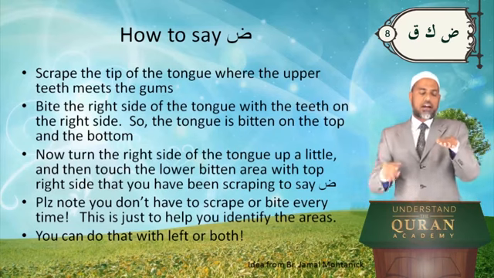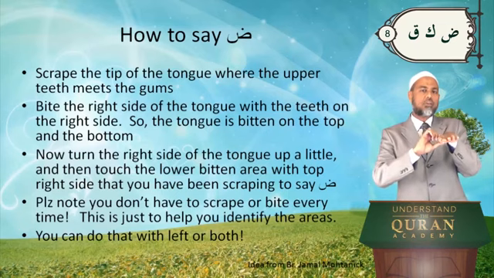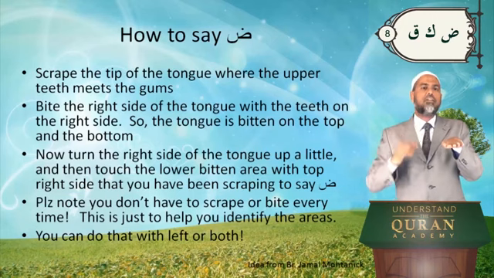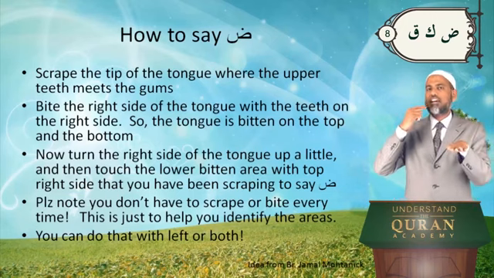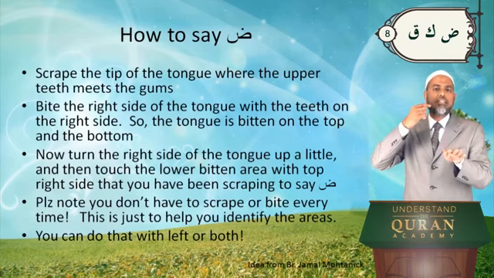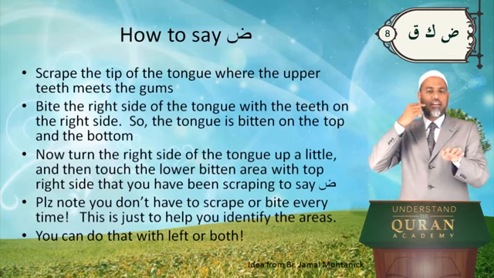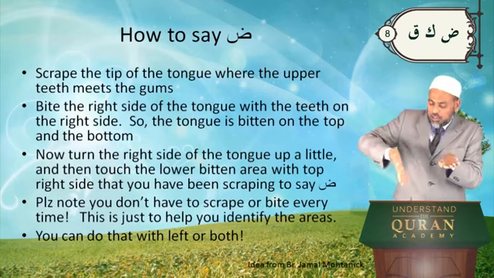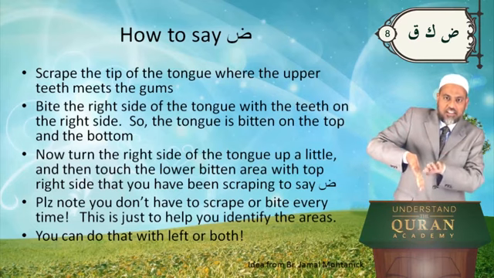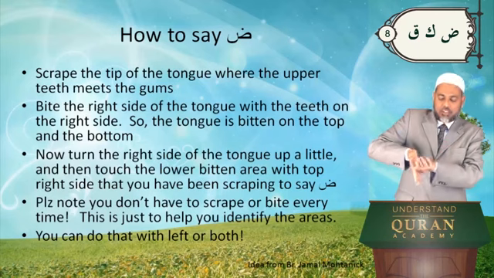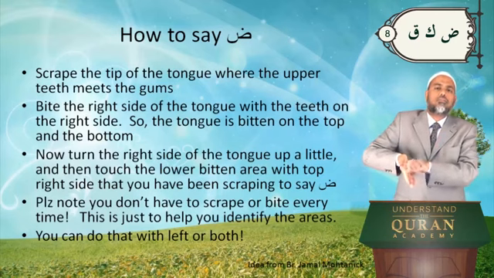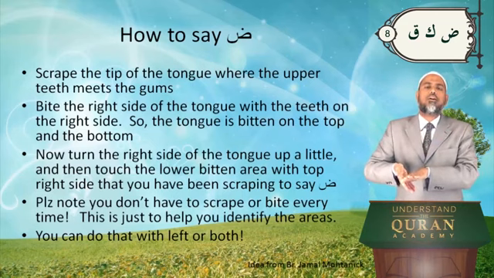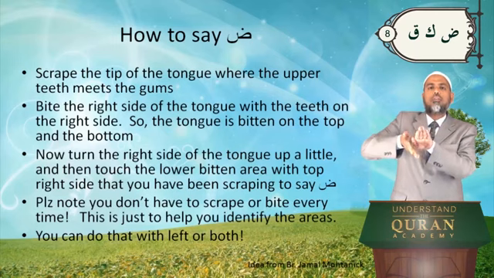And what to touch? Now bite the right side of the tongue with the teeth on the right side. Bite it. The right side of the tongue. So now you know that is the area that has to be touched here. So touch the bitten area, the right side of the tongue, with the roots of the molars. So this is the right side of the tongue and these are the roots of the molars. So touch this here, the area that you have been scraping. Touch it here. Da, da, da, and then make the sound.